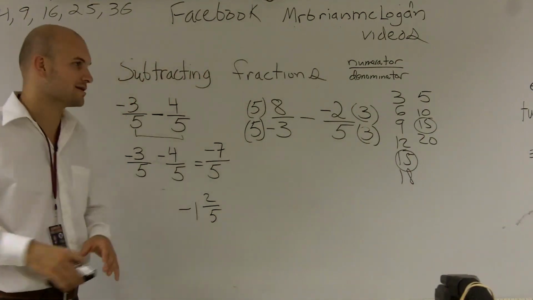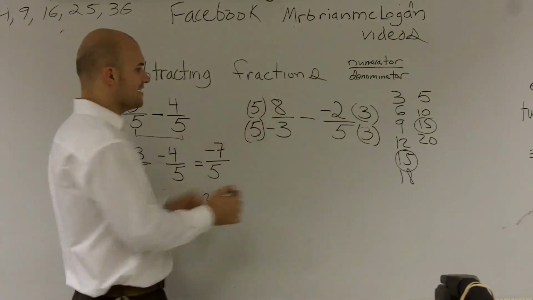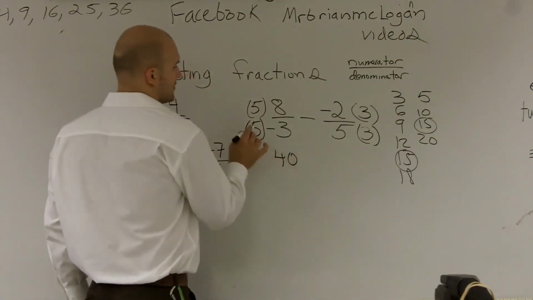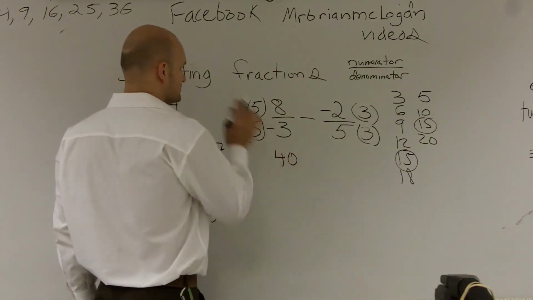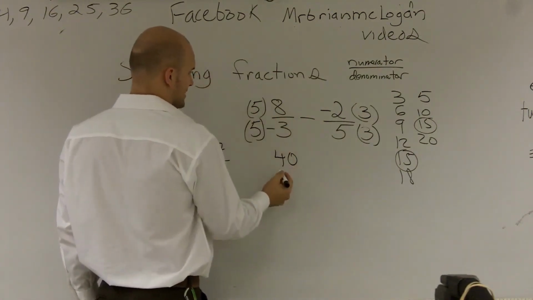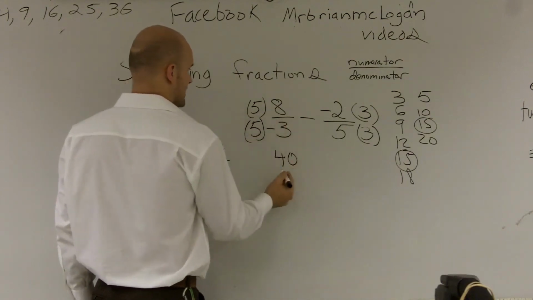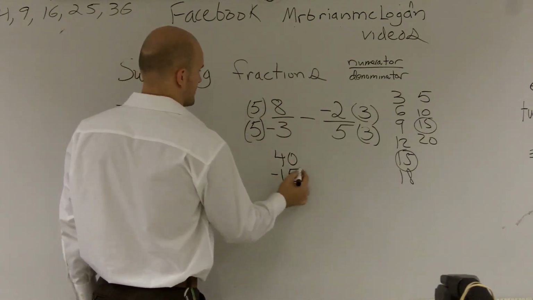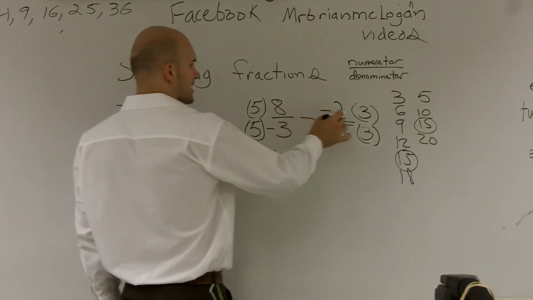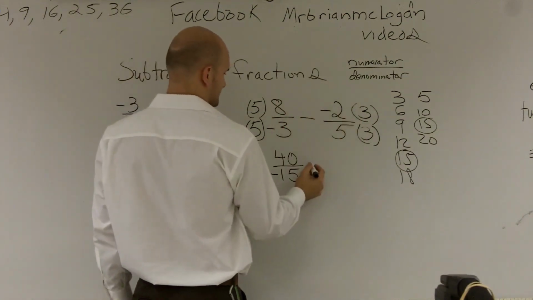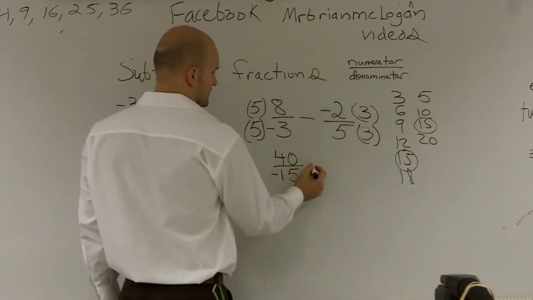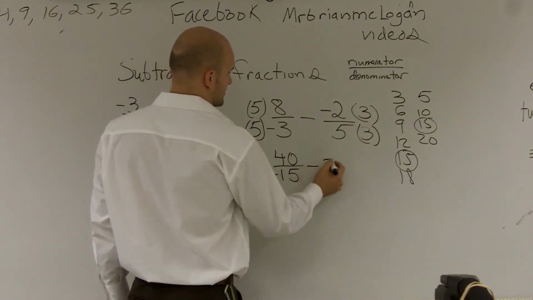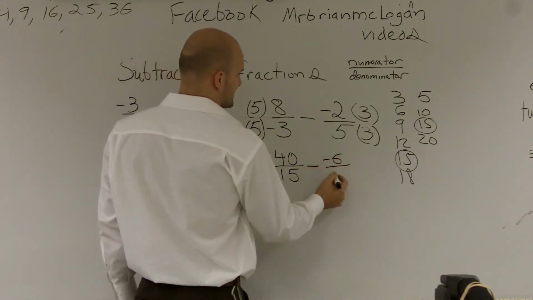I'll try to slow down my talking, sorry. 5 times 8 is 40. 5 times a negative 15 is going to be a negative 15. And then I have 3 times 2 is a negative 6. Minus a negative 6. Over 5 times 3 is 15.